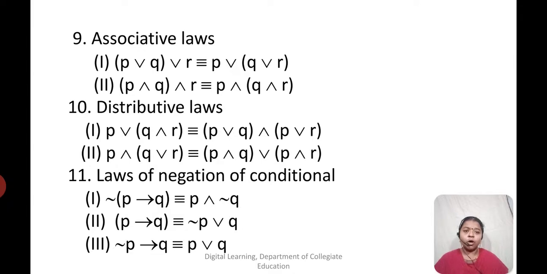So P or Q or R is equivalent to P or of Q or R. So similarly, P and Q and R is logically equivalent to P and of Q and R.